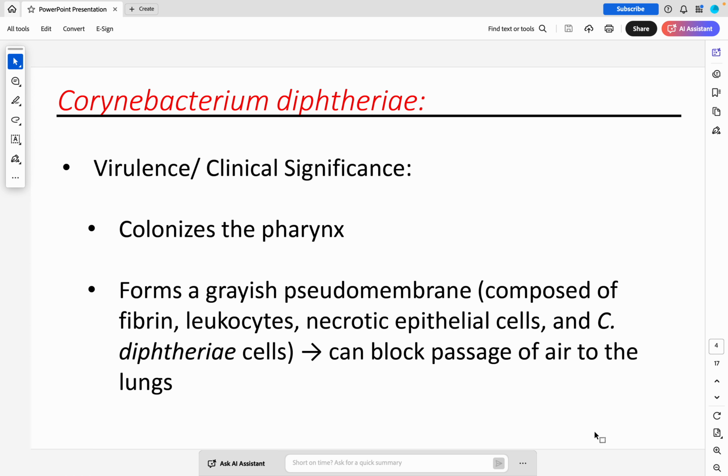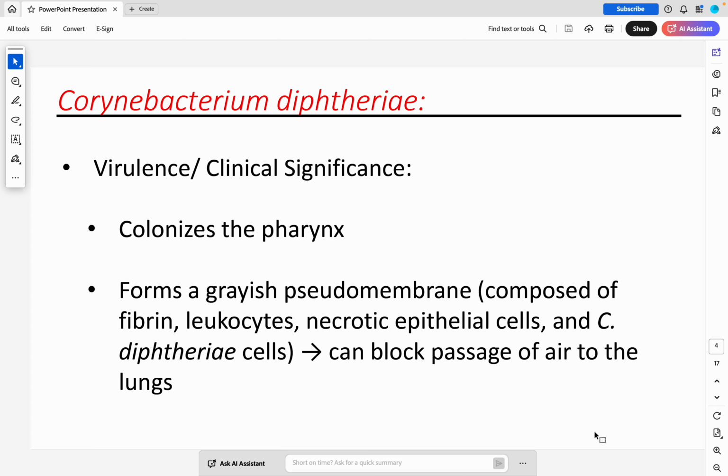As I mentioned, it's a primary cause of pharyngitis, so it colonizes the pharynx. The pharynx is the tissue of choice for this bacterial species, as it progresses to cause severe disease. It can form a grayish pseudomembrane, primarily made of fibrin, leukocytes, necrotic epithelial cells, and the cells of the bacterial species itself. Those pseudomembranes can block the passage of air to the lungs.